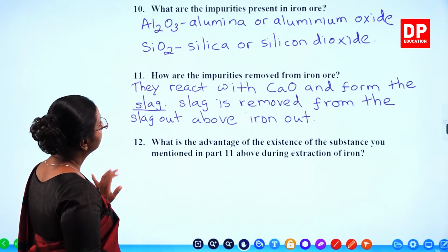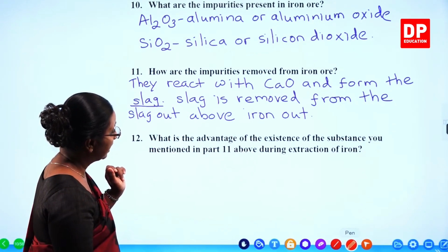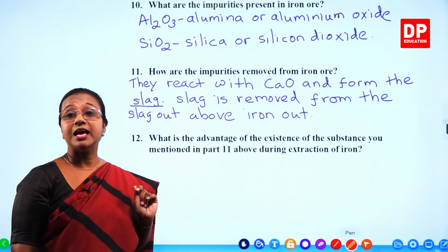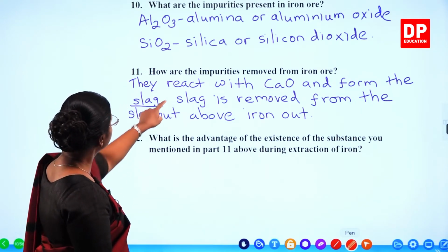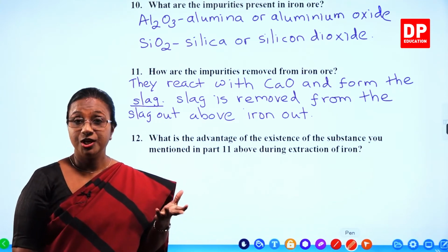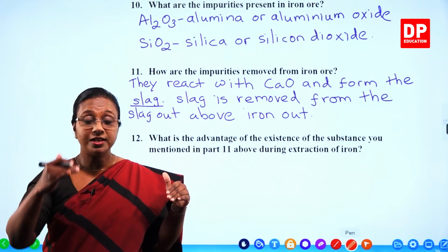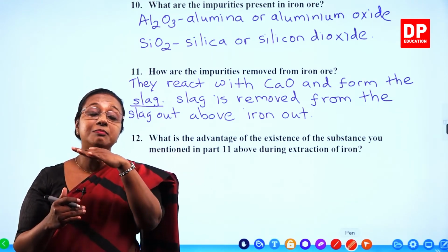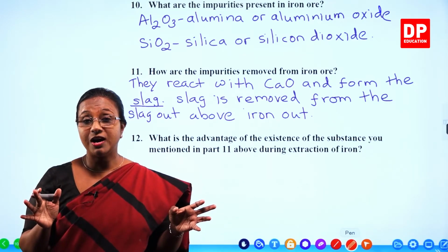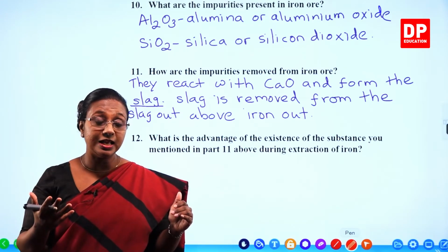So then we have the last question. What is the advantage of the existence of the substance you mentioned in part 11 above during extraction of iron? This is part 11. This is the substance you mentioned there. Slag. What is the advantage? You can remember, students, slag is lighter than molten iron. So molten iron goes down, slag remains above molten iron inside the blast furnace. So that is an advantage. Why? Because molten iron is in the liquid form, very high temperature.